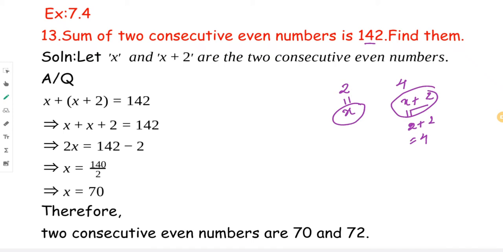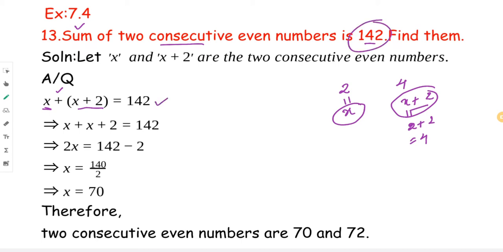Because in this question we don't know, we're asked to find. Clear? So let x and x plus 2 be two consecutive numbers. As per the question, they said sum of two consecutive even numbers. So my first even number is x, and the next is x plus 2. And remember, they said sum, that is why plus. How much do we get? 142. You can see here, right?